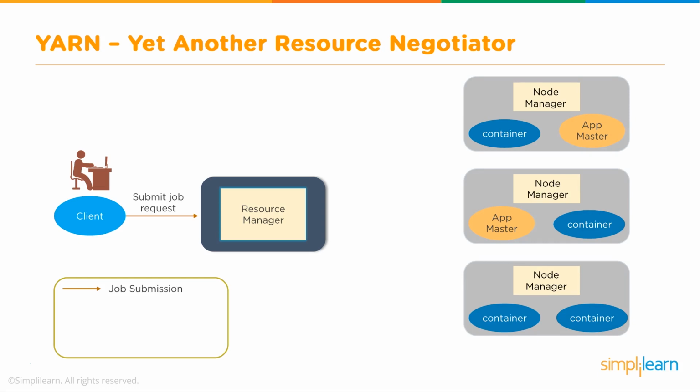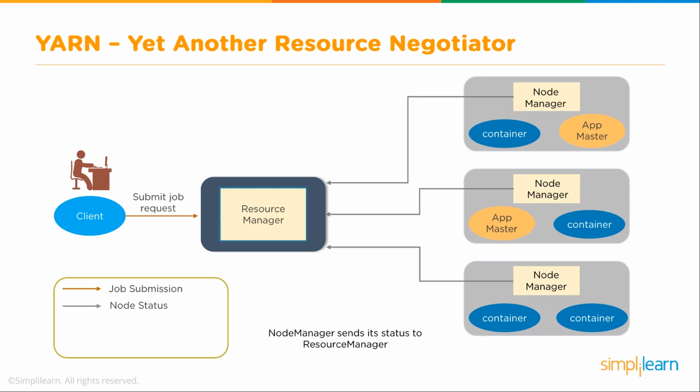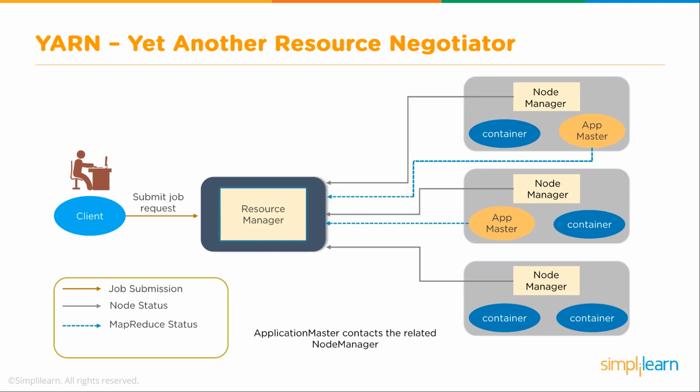So your container, you can see it's splitting up the different tasks. You can look at each as being an individual computer, and it's splitting up those tasks into different parts to easily take care of. So the node manager sends a status to the resource manager. Application master contacts the related node manager, and the container executes the application master.